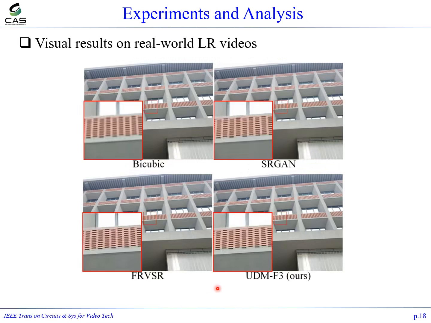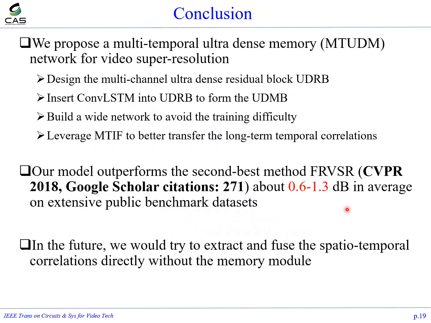We also test our model on real-world IR videos. As seen, it gives a much better result. In conclusion, our model outperforms the second-best method FRVSR by about 0.6 to 1.3 dB on average on extensive public benchmark datasets. In the future, we will try to extract and fuse the special temporal correlations directly without the memory module.